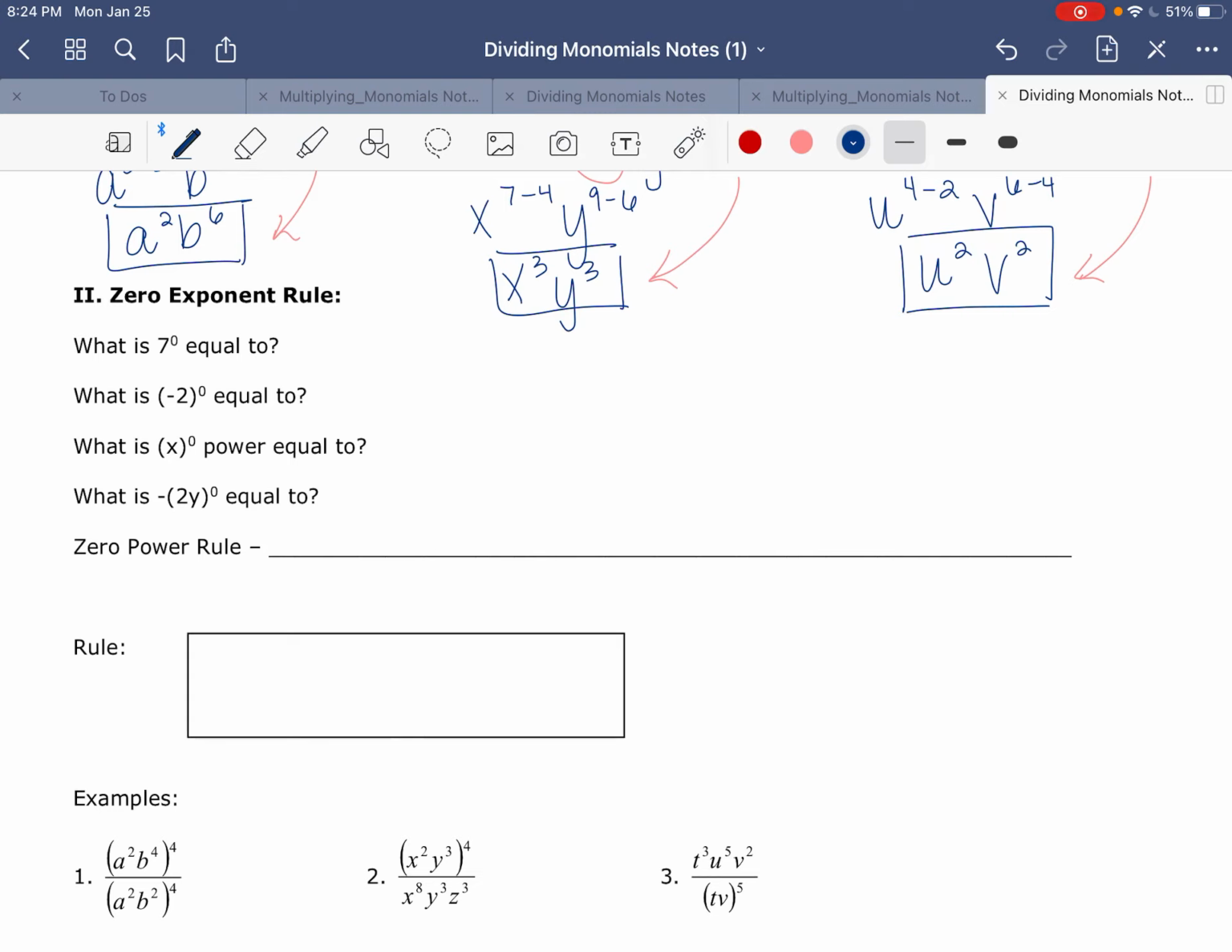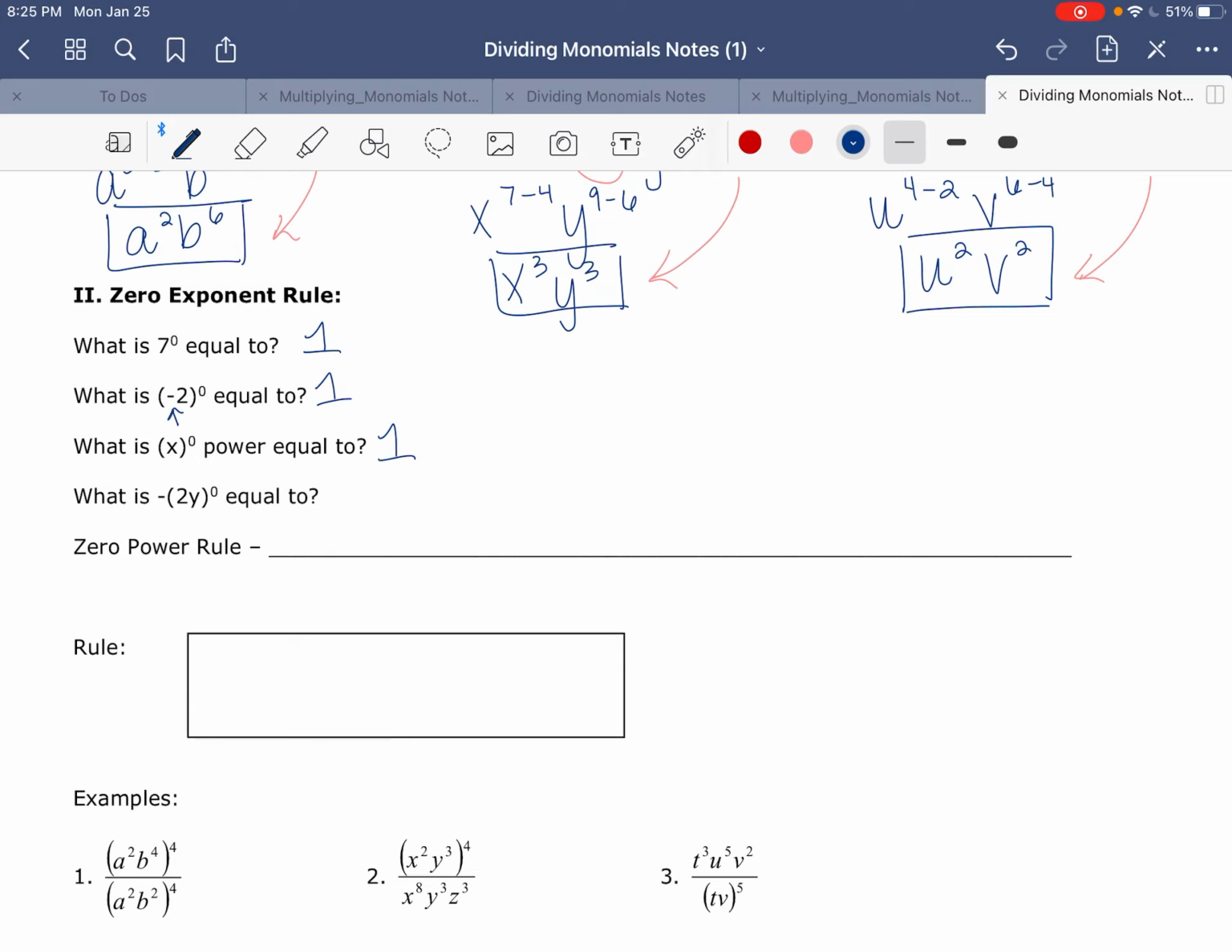If you plug in 7 to the power of 0 in your calculator, you're going to get a positive 1. If you plug in -2, and remember the negative has to be on the inside of the parentheses, if you plug that in to the power of 0, you get 1. And then x to the power of 0, well, you guessed it, it's going to be a 1. So then what do you think this next one is? I'm going to let you make a guess. So I'm going to let you pause it.